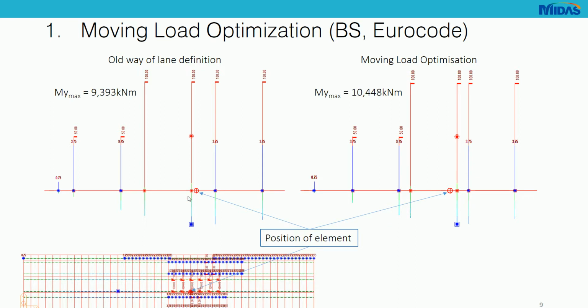We can see now that because we are bound here to this position of the lane, we cannot go with the vehicle over. But with the moving load optimization, this is automatically done, and you can see now that the maximum effect in this example, the bending moment, the maximum effect is increased compared to the old way of defining the lanes.